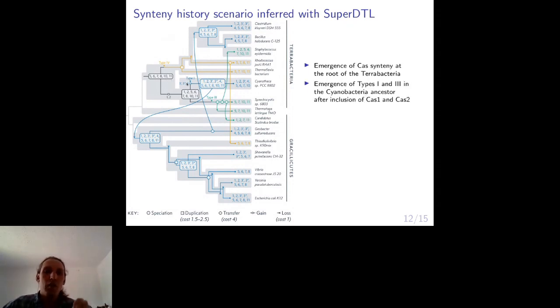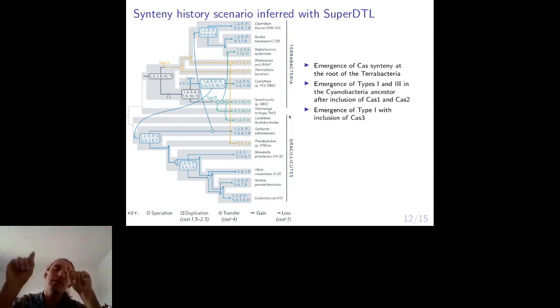We after see the emergence of the type 1 and type 3 at the root, in the ancestor of the cyanobacteria, after the inclusion of the Cas genes 1 and 2. After, at the level of the ancestor of cyanobacteria, we see that for type 1 there was the inclusion of a Cas3 gene that is leading to the new type 1.